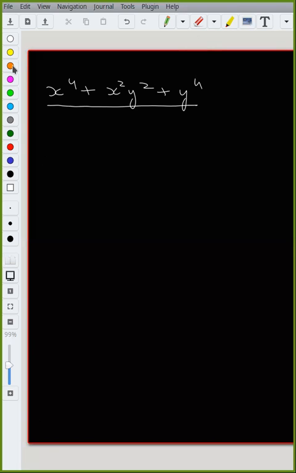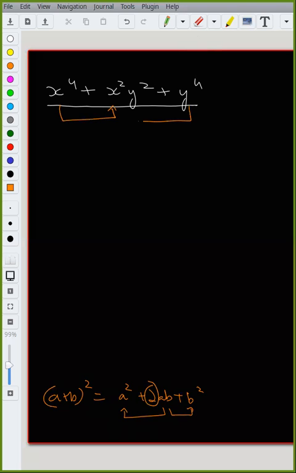See, supposing now, when we have a plus b the whole thing squared, we get this as a squared plus 2ab plus b squared, right? So you see that the middle term is a factor of the first term, and this one is a factor of this term into 2. So here also we see that this is a square root, and this is also a square root of this. Missing factor is 2, right?